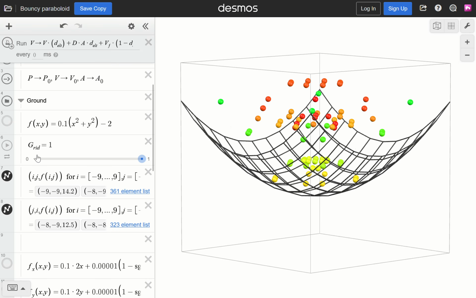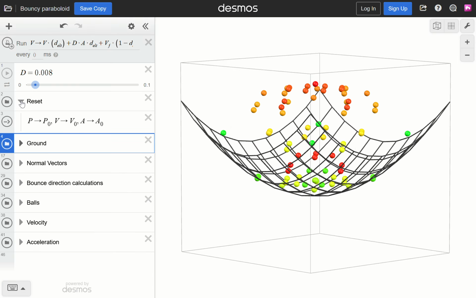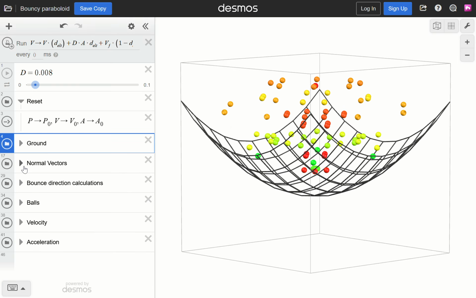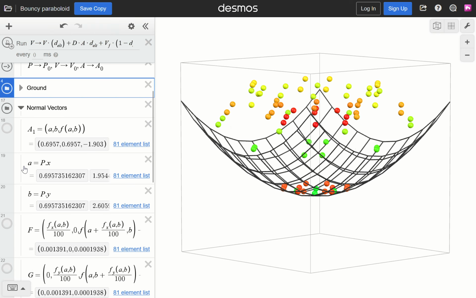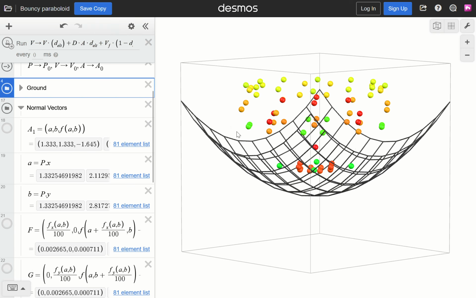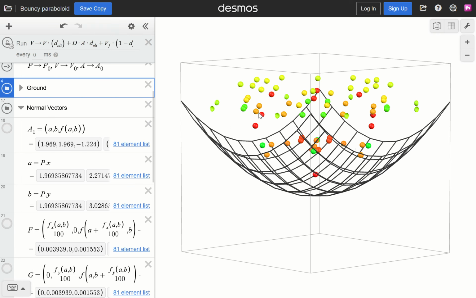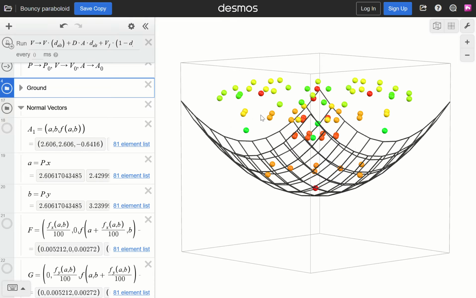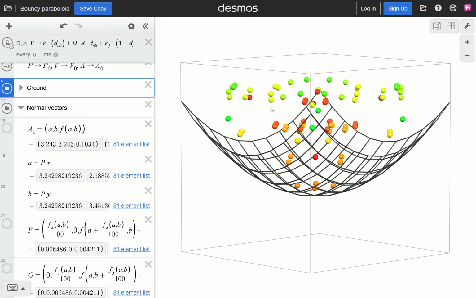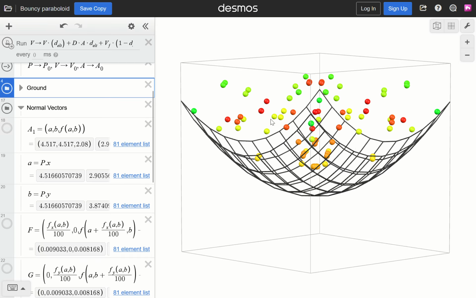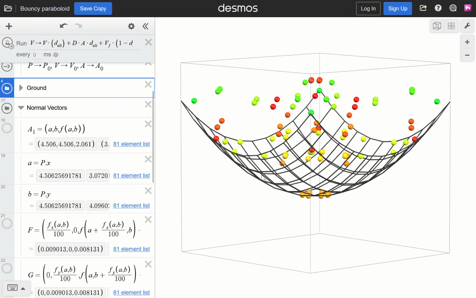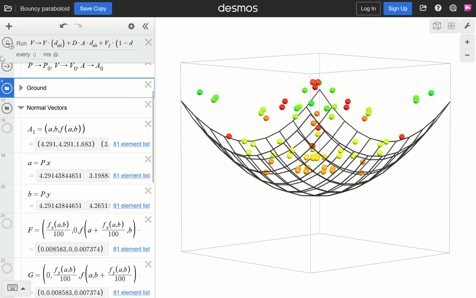Now, how do I know which way the velocity should go when it hits? Well, the way I've gone about this, and there might be other ways to do it, I'm not sure, is I've calculated the normal vector corresponding to each of these points. On the surface, it has its own particular slope, and I can understand the slope by finding the normal to the surface at that point.